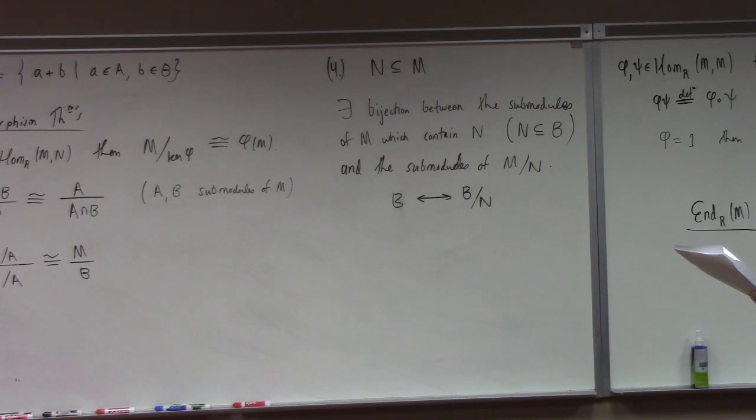He says this correspondence commutes with the process of taking sums and intersections. That is, the lattice isomorphism between the lattice of submodules of M mod N and the lattice of submodules of M which contain N. It's kind of a mouthful, isn't it?